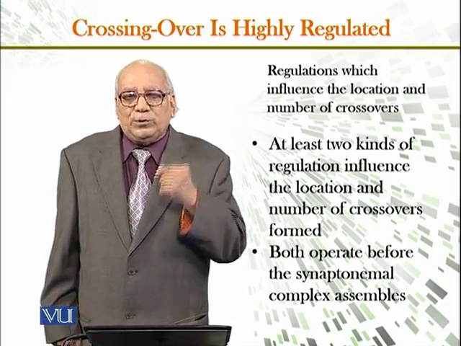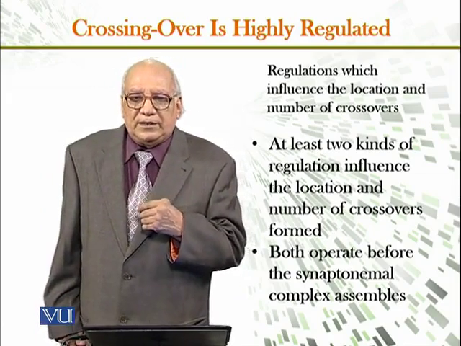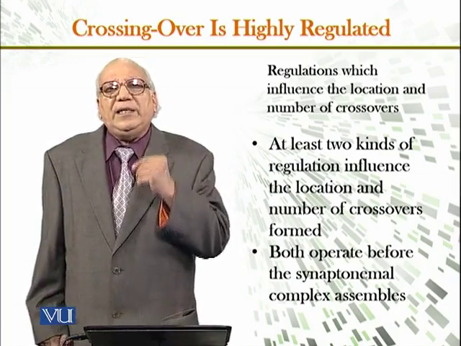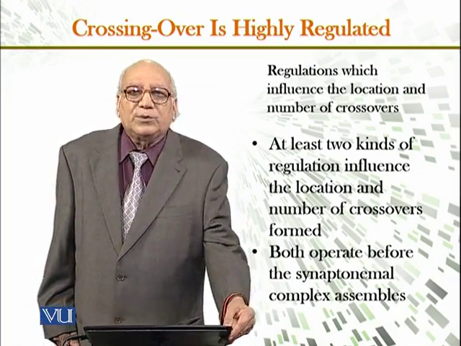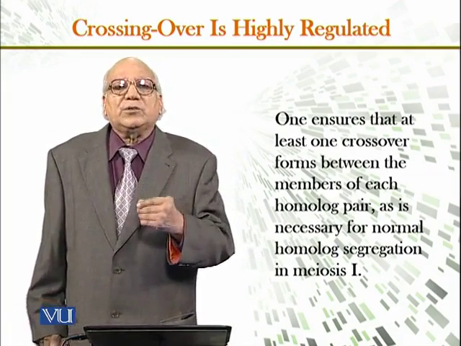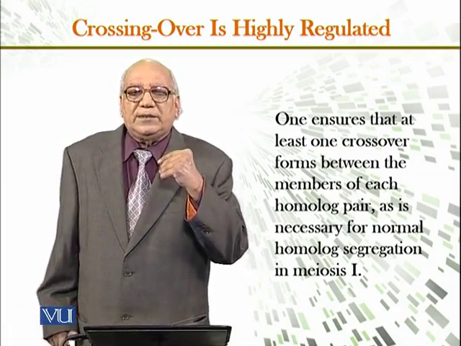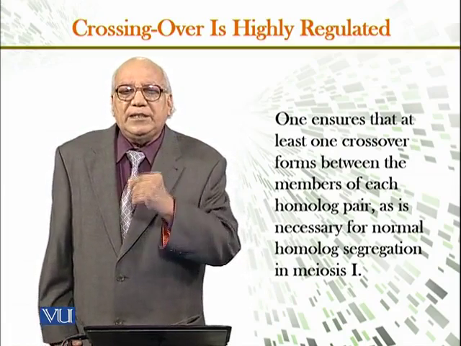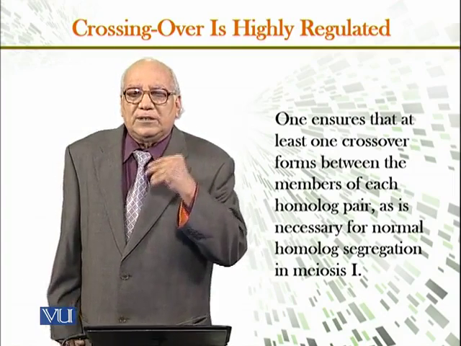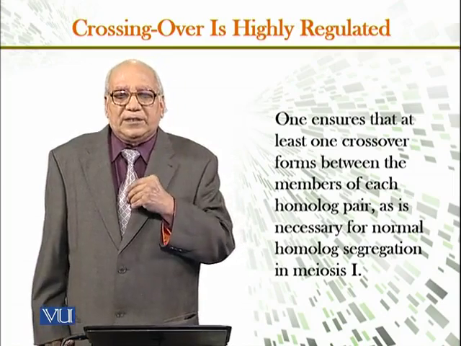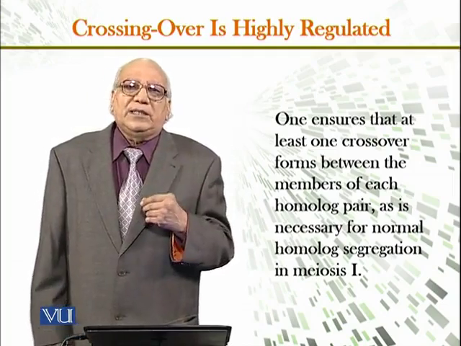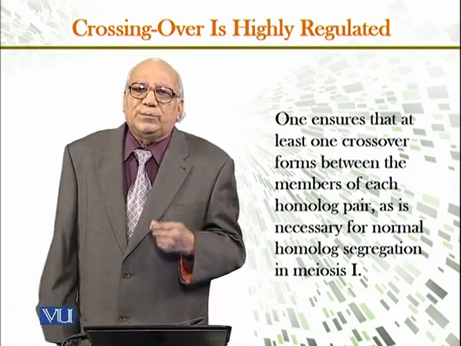Now, there are at least two kinds of regulation that influence the location and the number of crossovers formed. Both operate before the synaptonemal complex assembles. इससे पहले ये crossover होना ज़रूरी है. And one ensures that at least one crossover forms between the members of each homolog pair, as is necessary for normal homolog segregation in meiosis 1. ये क्यों ज़रूरी है? ताकि genetic diversity for the next generation should be continued.